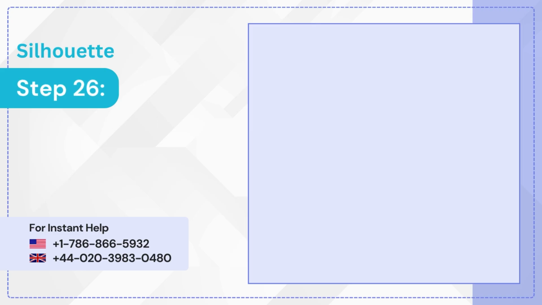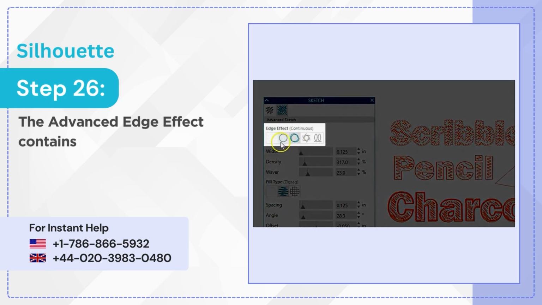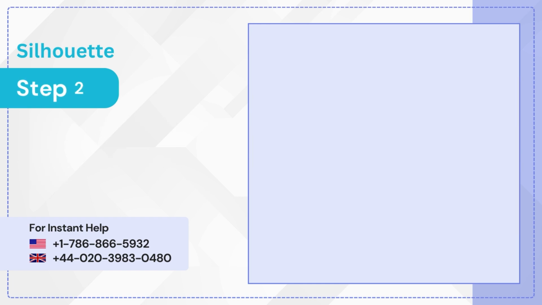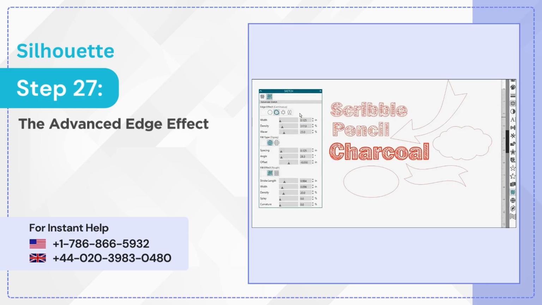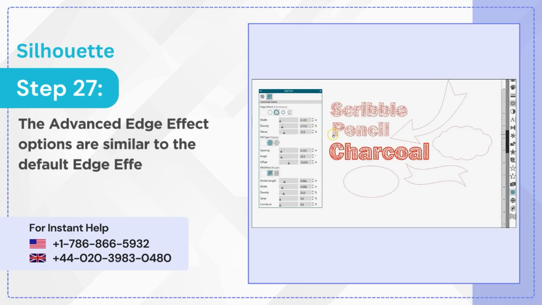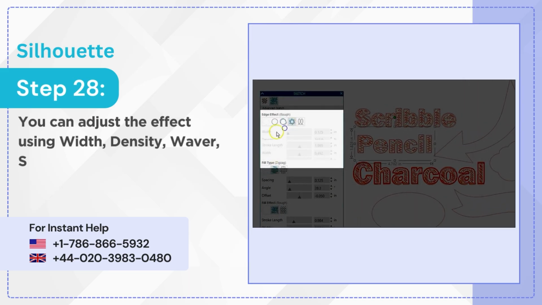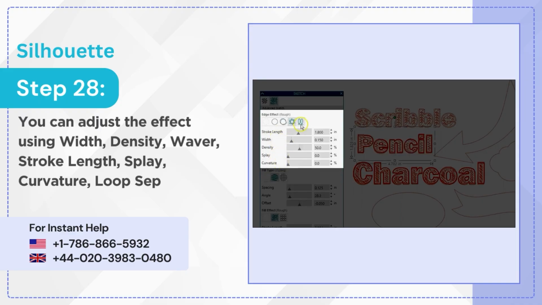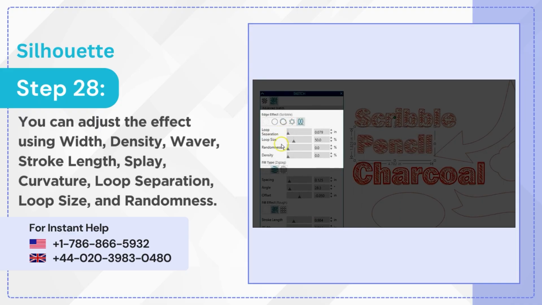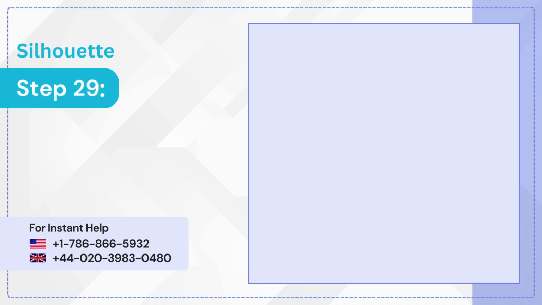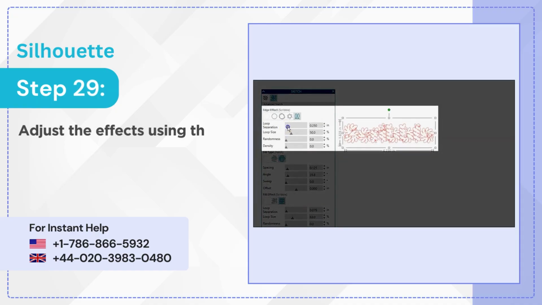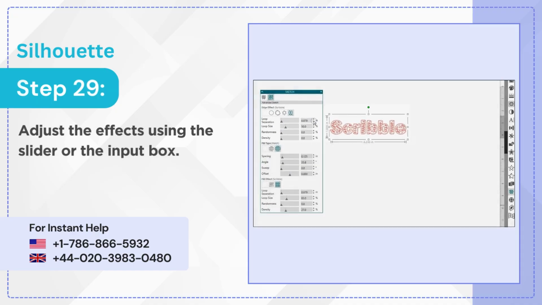Step 26. The Advanced Edge effect contains off, plain, continuous, rough, and scribble. Step 27. The Advanced Edge effect options are similar to the default edge effects but there are several controls for fine-tuning. Step 28. You can adjust the effect using width, density, waver, stroke length, splay, curvature, loop separation, loop size, and randomness. Step 29. Adjust the effects using the slider or the input box.